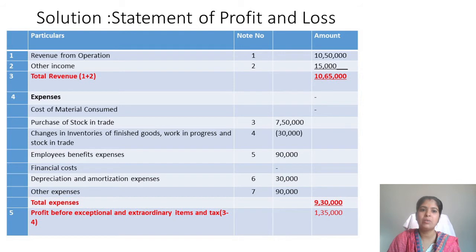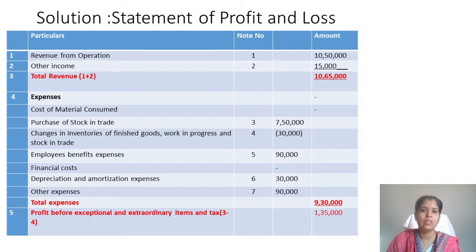The expenses part is cost of material consumed, which consists of purchase of stock in trade, note number 3, 7,50,000. Changes in inventories of finished goods, work in progress or stock in trade is minus 30,000, as we have already prepared: 2,10,000 minus 2,40,000, stock opening and closing value. So minus 30,000. Employees benefit expenses as per note number 5, 90,000.